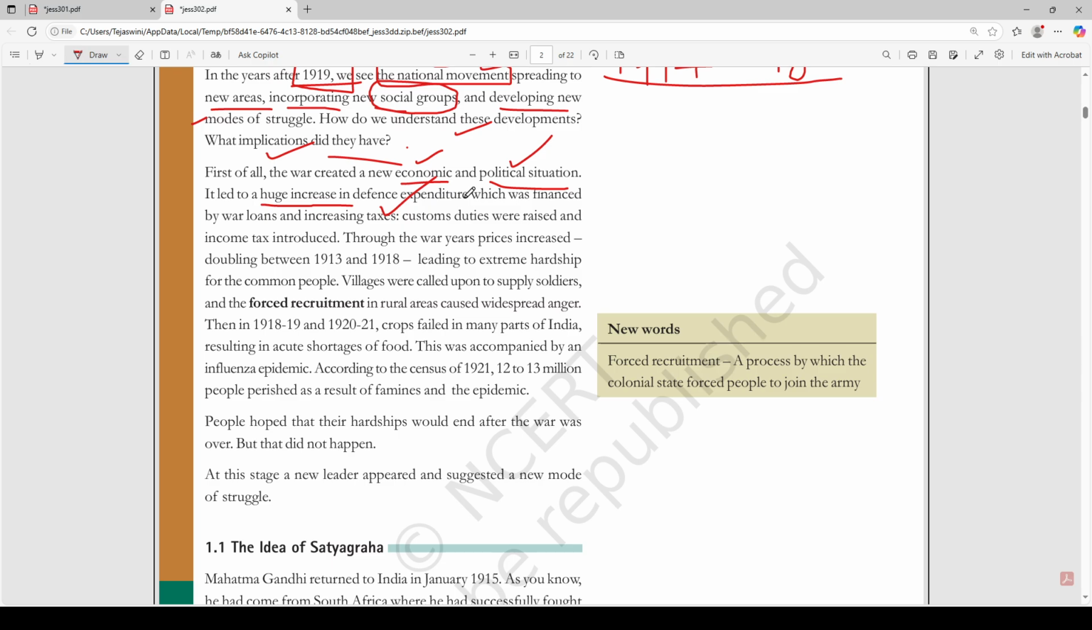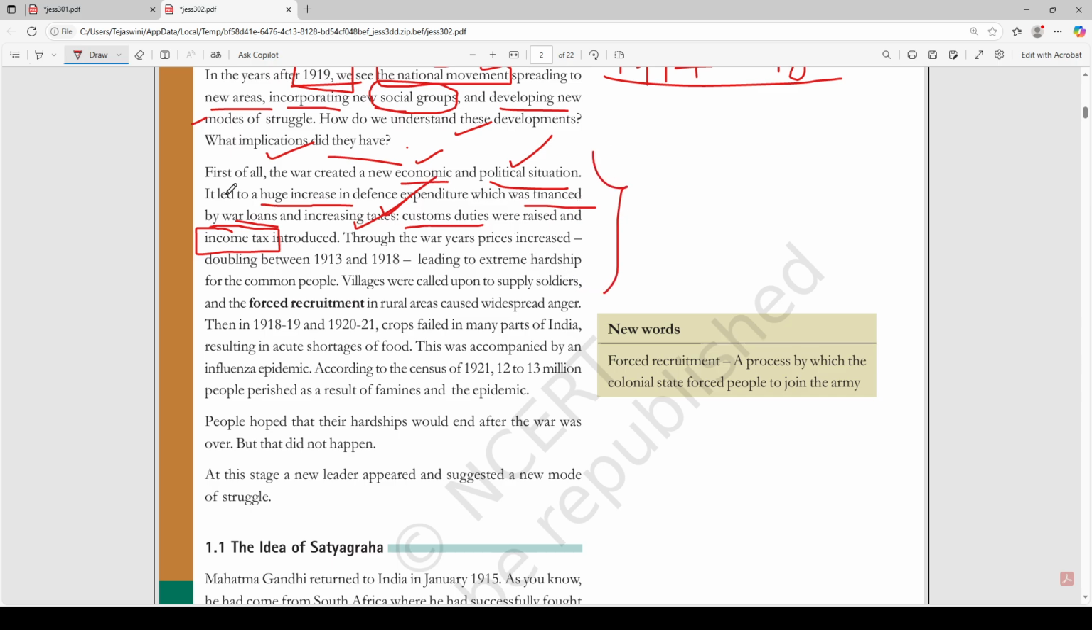This World War One was financed by war loans, increasing taxes, and duties. Customs duties are a kind of tax, and they were raised. Income tax was also introduced, on those people who were earning income. It also says that through the war years, prices increased. So here it clearly mentions the economic situations.